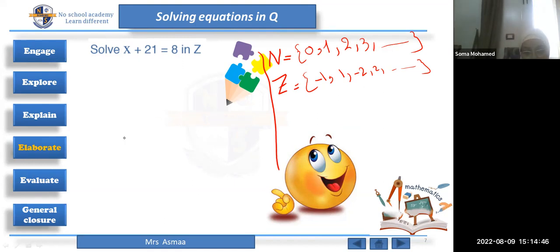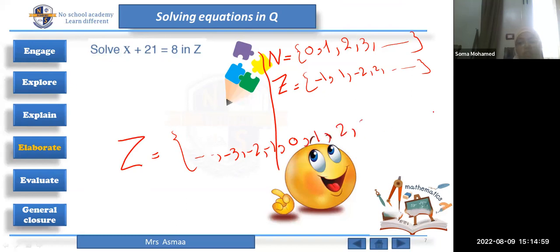Z, which is called the integer numbers, contains all negative numbers -3, -2, -1, and 0, and 1, 2, 3, and so on. Do you remember all negative numbers are called what?